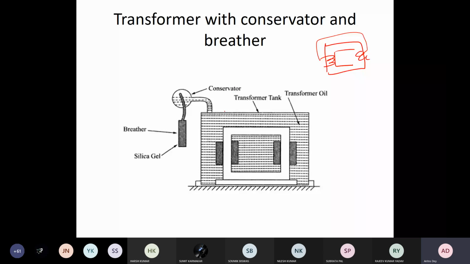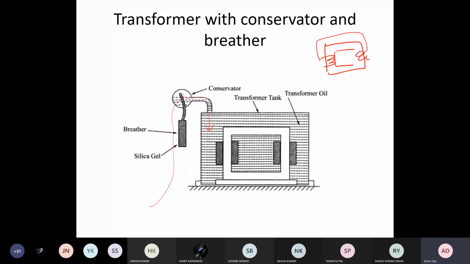Another thing: when there is expansion, the oil goes to the conservator and fills it. Whatever air is in the conservator goes out because of this expansion. Then when it cools down, the expansion goes off, it condenses and comes back into the tank of the transformer. Then the air from outside goes in and fills the gap.